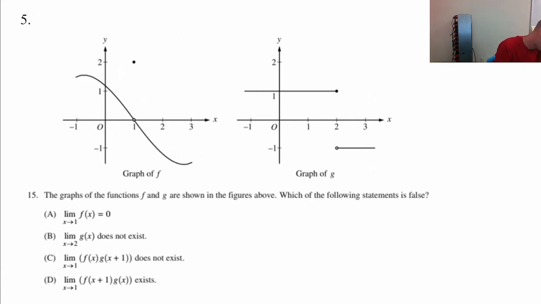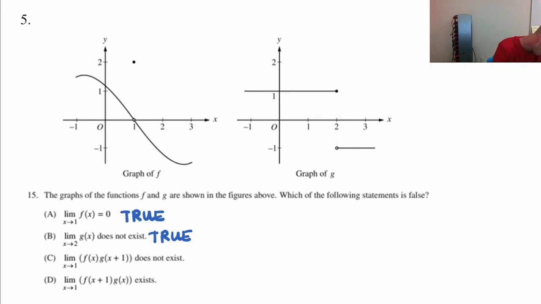So we're going to say, okay, the limit of f as x approaches 1 equals 0. Well, I mean, that's true. So I'm going to label that as true. Okay. Then the limit of g as x approaches 2, so that's right there. Yeah, that limit doesn't exist because from the left it's approaching 1, and from the right it's approaching negative 1. Okay. So I would say, let's get rid of that. Say this is also true.